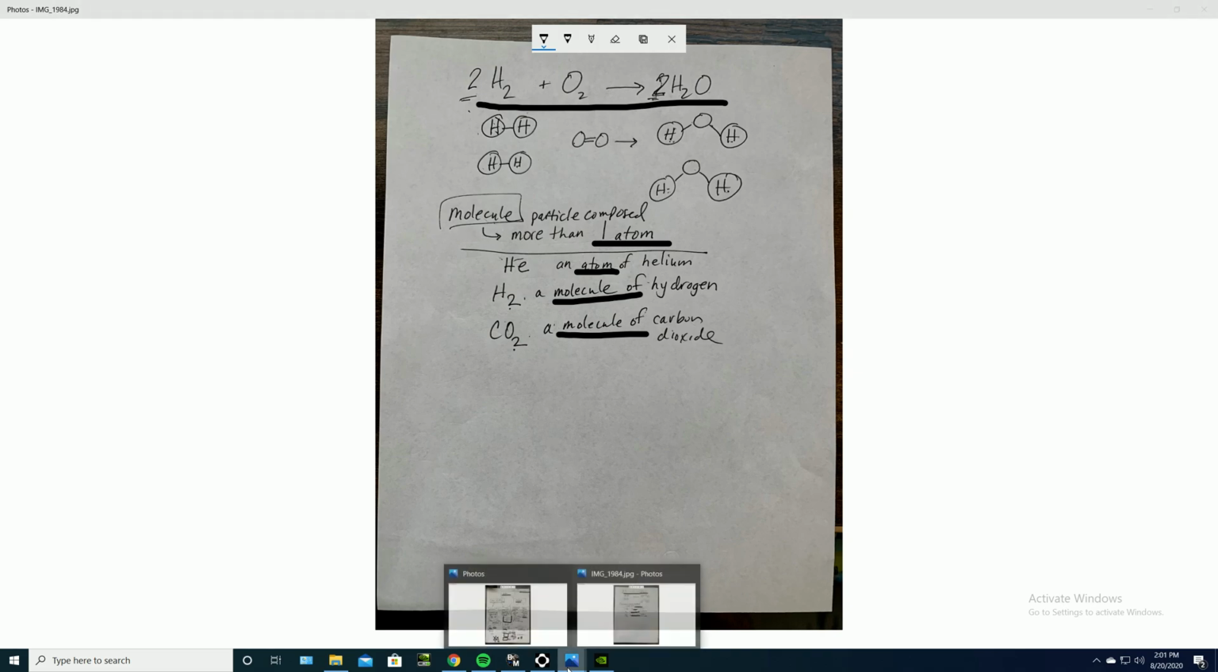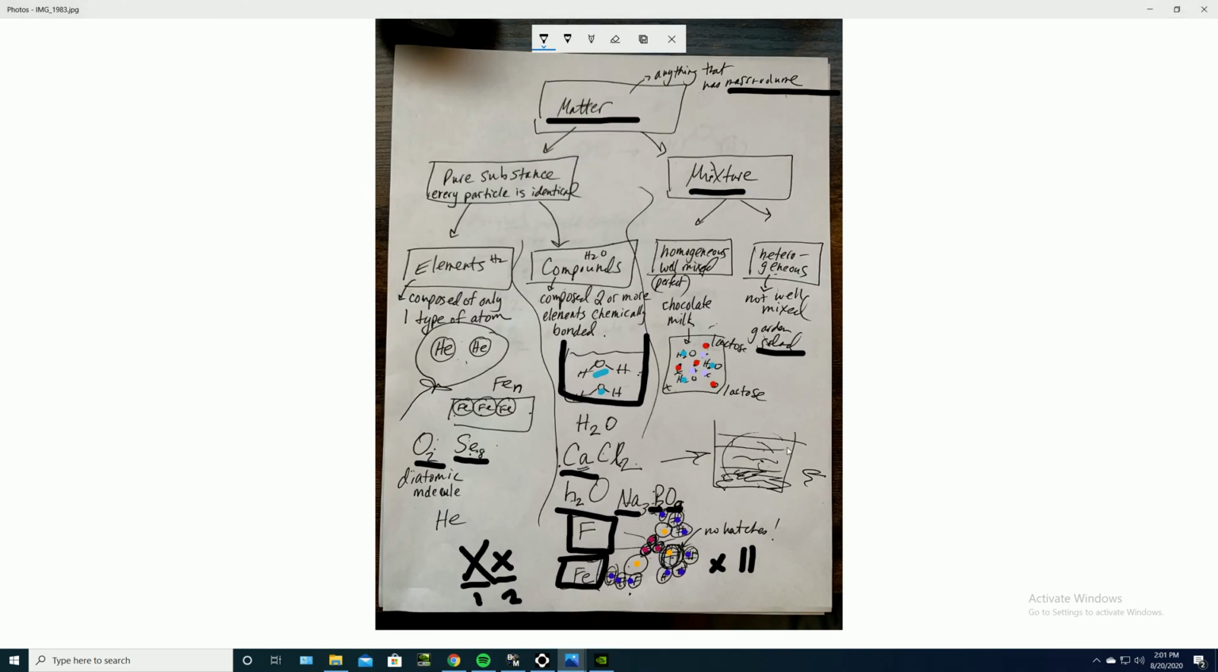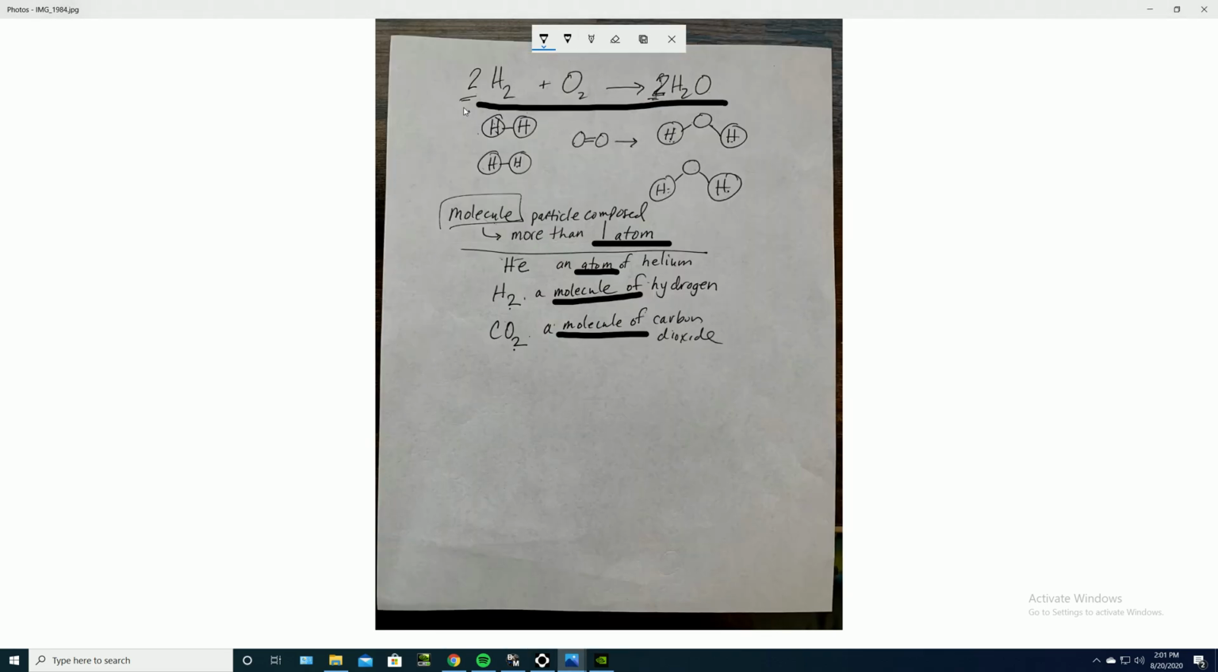Hopefully this is helpful. If you do need, you can always contact me or Mr. Schaefer. This has been different types of matter, then also going over how to write and balance a chemical equation and what molecules are.